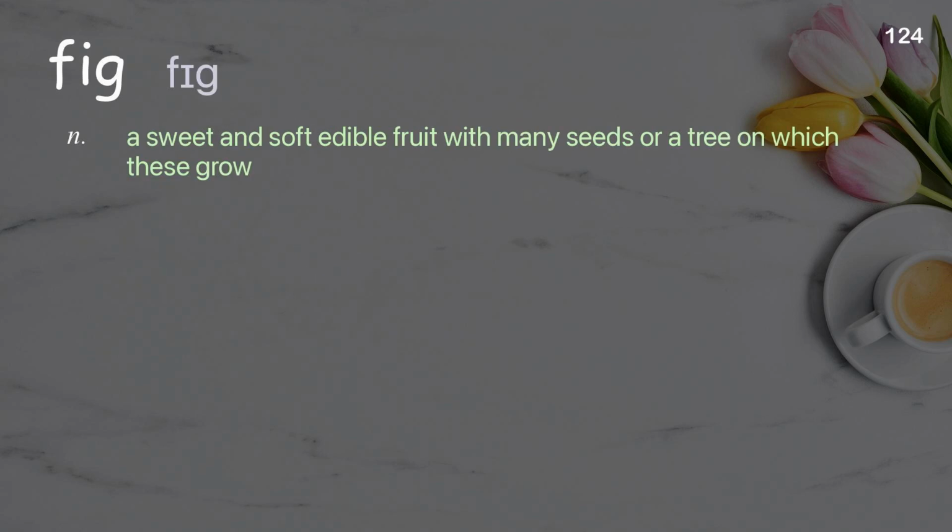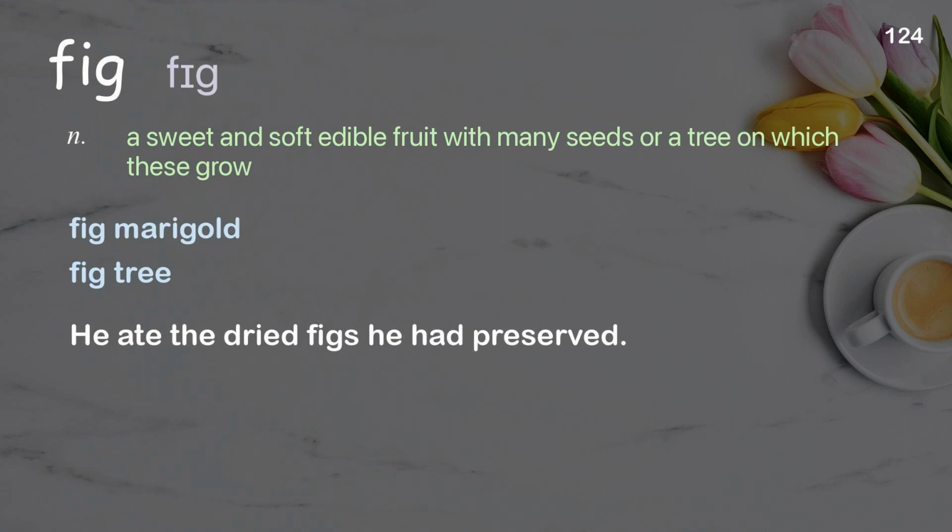Fig. A sweet and soft edible fruit with many seeds or a tree on which these grow. Examples: Fig marigold. Fig tree. He ate the dried figs he had preserved.